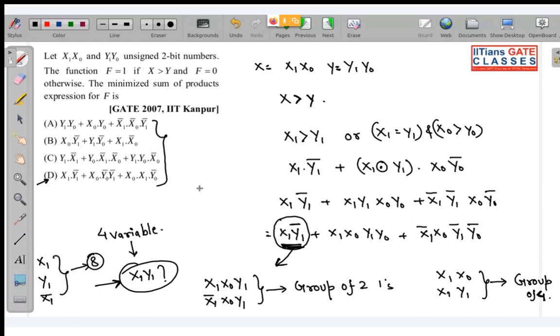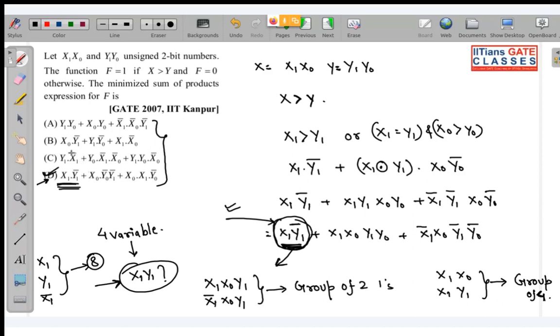So here, if there was a group of 8 in the options, there would have been a single variable. As there is no single variable, this term is already minimized. So this should be present in the option, and you can see only in option D this is present. In the rest of the options, there are 3 variables present, which means there are 2 groups of 2 present. So option D is your correct answer even without solving.